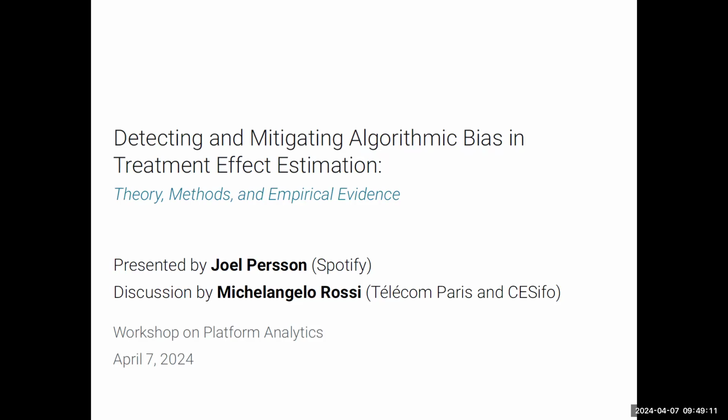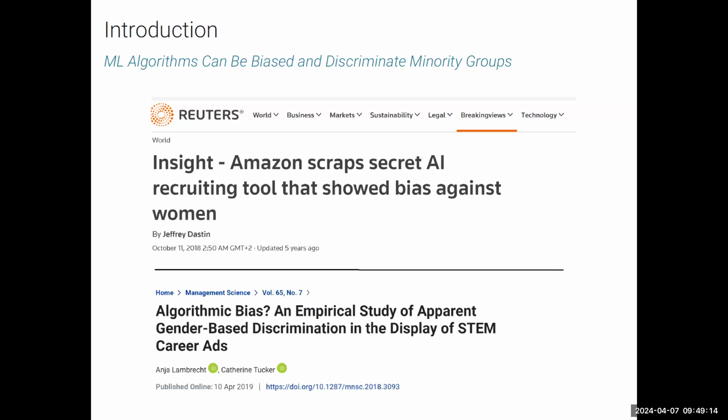Let me start talking about something that I guess all of us are aware of. We know that machine learning algorithms can be biased, and they can sometimes discriminate against minority groups. We have some accusations, and also some papers showing that this could happen. But this type of analysis is an analysis in terms of outcomes, and for this type of discrimination in terms of outcomes, we do have a framework.